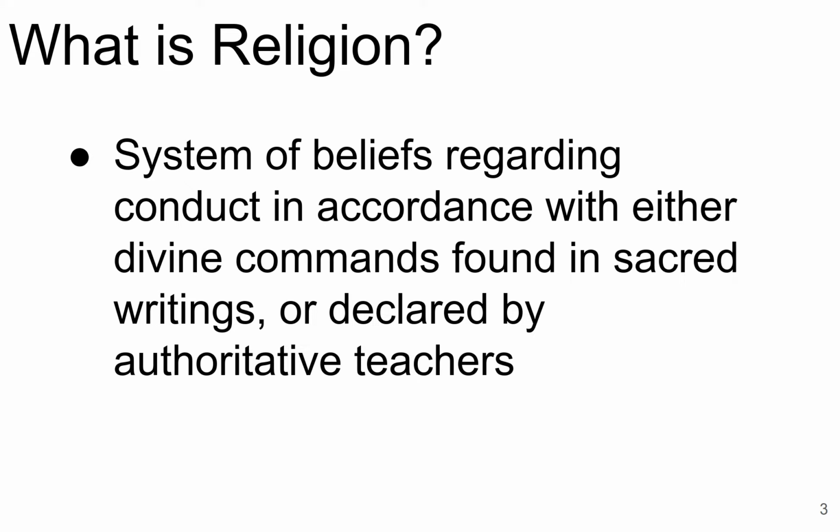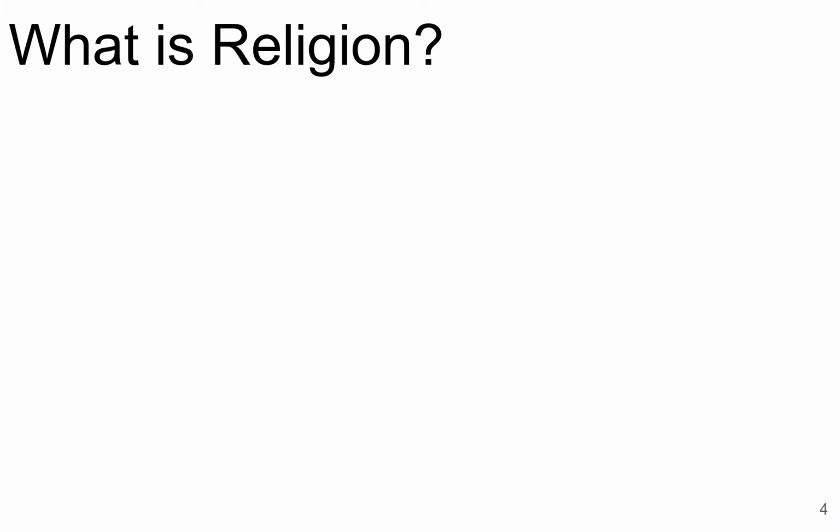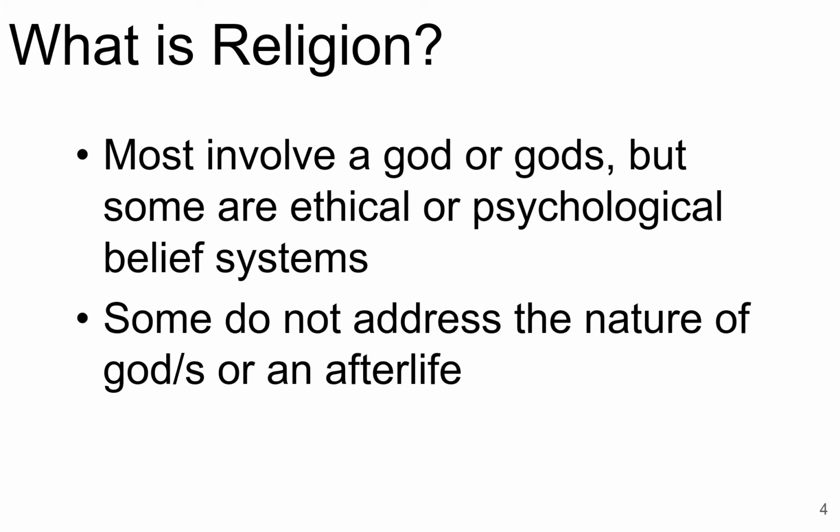Because going back to what is a religion, it's a system of beliefs regarding conduct in accordance with either divine commands or, in this case, it's declared by authoritative teachers. In this case, Buddha, or the person that we refer to as one of the Buddhas, although most of the time in the West he's just called the Buddha because most people in the West don't realize that Buddha is a title, not a name. There have been countless Buddhas. So some don't address the nature of gods or an afterlife. That's not a requirement to be a religion.